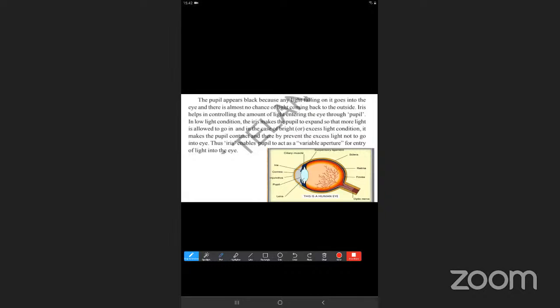Here, the iris helps in controlling the amount of light entering the eye through the pupil. In low light conditions, it expands to let more light into the eye. In excess light conditions, it contracts to prevent the excess light from going into the eye. Thus, the iris enables the pupil to act as a variable aperture for entry of light into the eye.